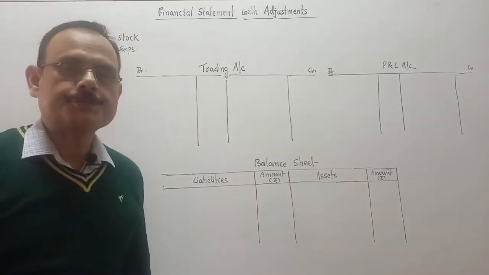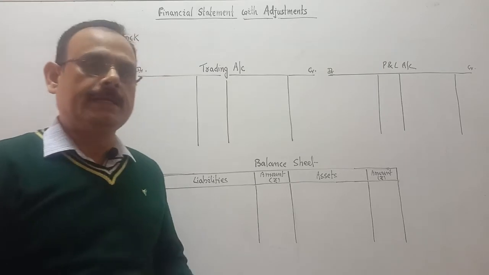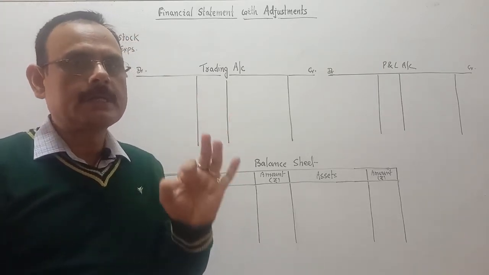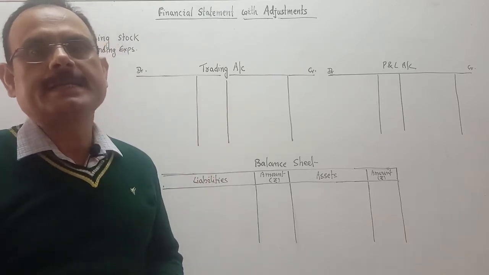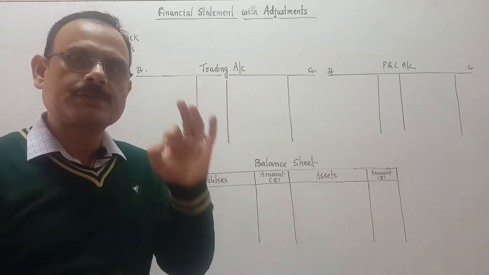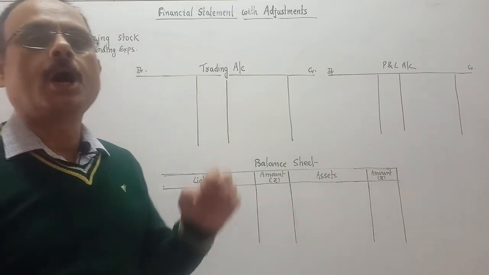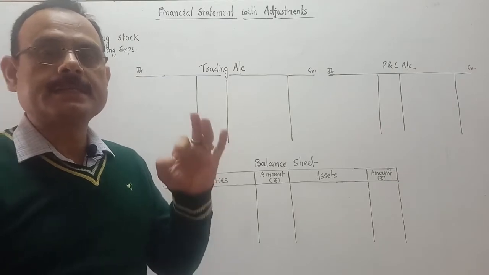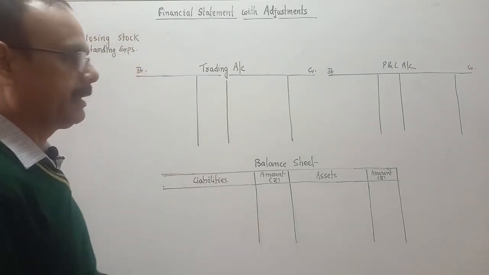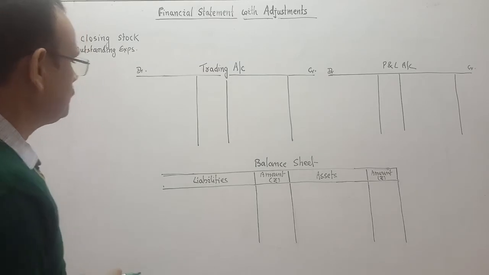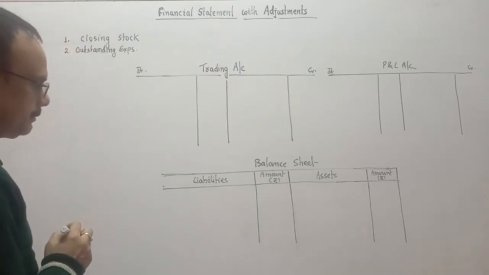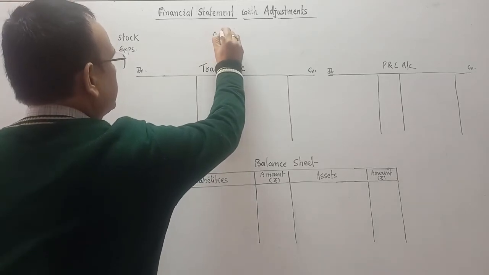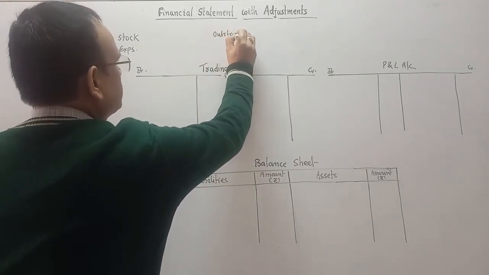Now the next adjustment is outstanding expenses, meaning expense is due but not yet paid. If information of outstanding expenses is given outside the trial balance, then it's an adjustment. For example, outstanding wages is given after the trial balance.